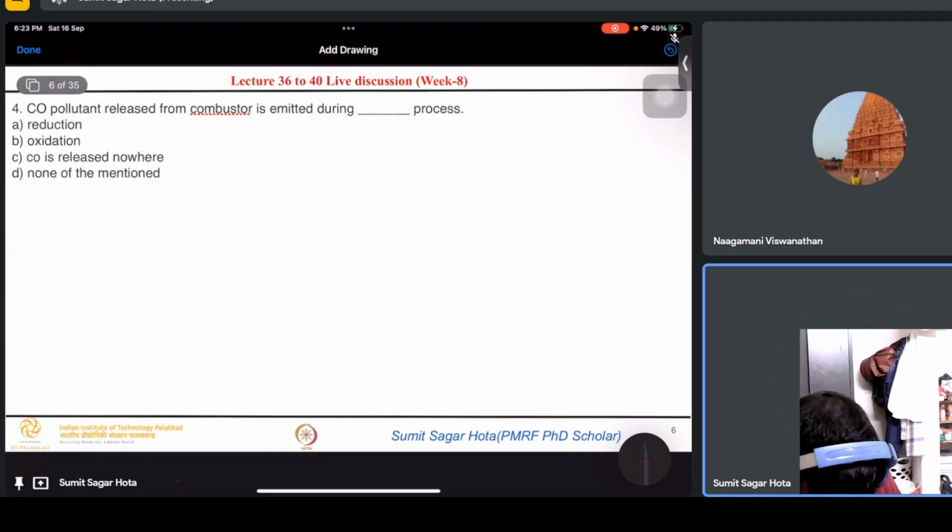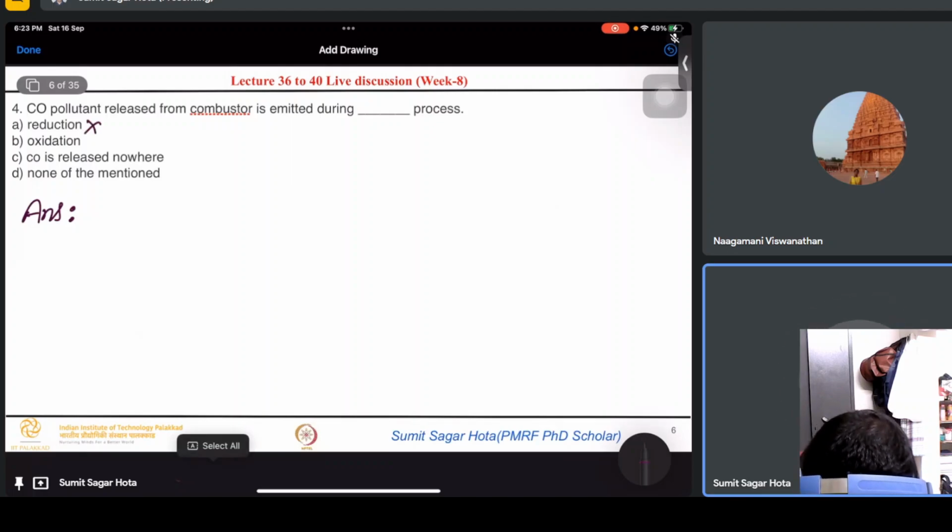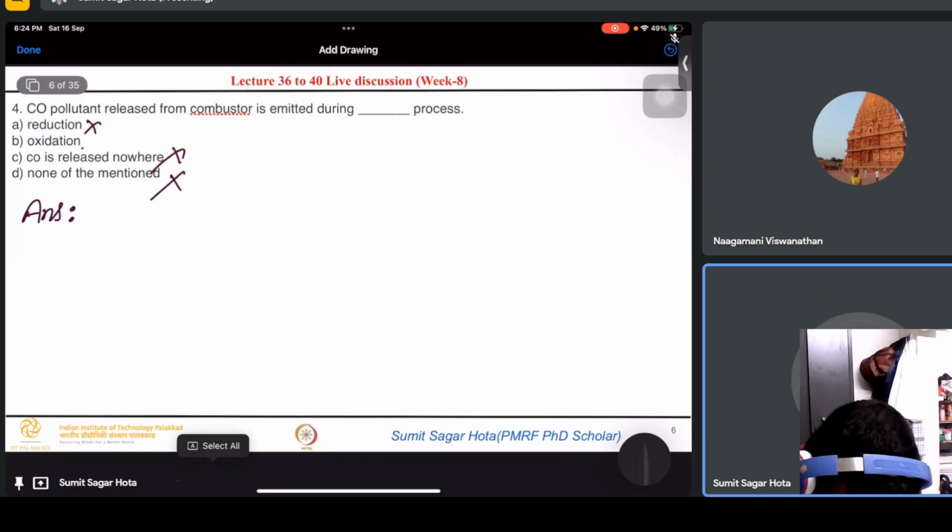Next question. The carbon monoxide pollutant released from the combustor is emitted during dash process. CO is there, that means oxygen is present, so the process cannot be reduction. CO is released in nowhere, obviously. If in nowhere, then why is this question set? None of the mentioned, why would this question be set? So obviously the answer is oxidation. If oxidation were not there, then the option could be none of the mentioned. You can approach like that.